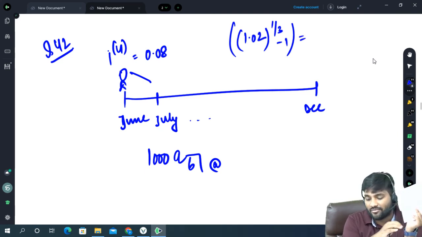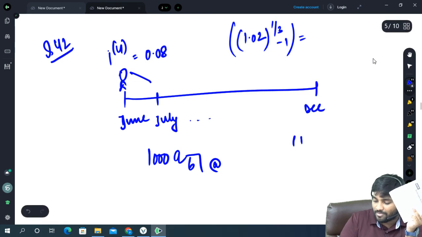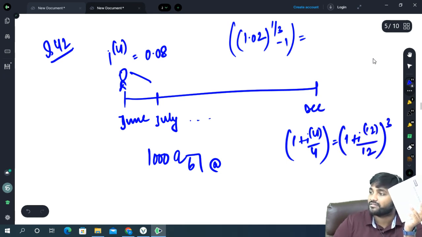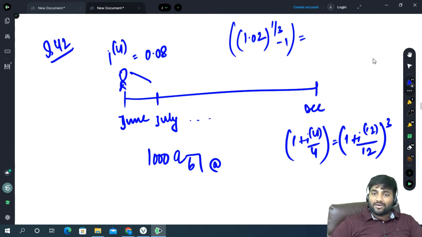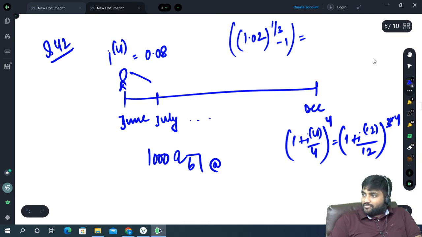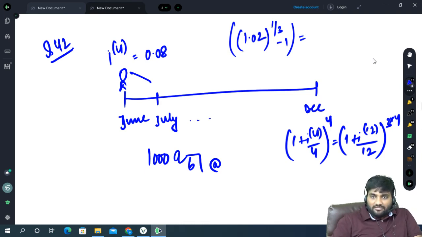How are we making the equation? It is 1 plus i(4)/4 is equal to 1 plus i(12)/12 to the power 3, because one quarter accumulation factor equals the quarter accumulation factor. In a quarter, there are 3 months. If I just write here 4, then this will be into 4, this is the year. Solve. 1.02 to the power 1 by 3 minus 1.